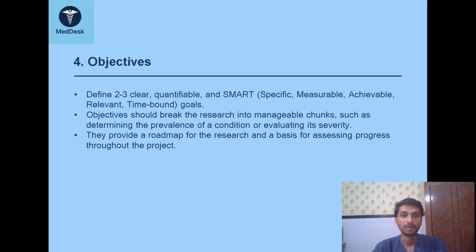Moving forward, there would be the objective heading. There must be your two to three objectives, which are very clear to you, and you can also mention how you are assessing them. You should be smart enough, like here I mentioned specific, measurable, achievable, relevant, and time-bound goals.